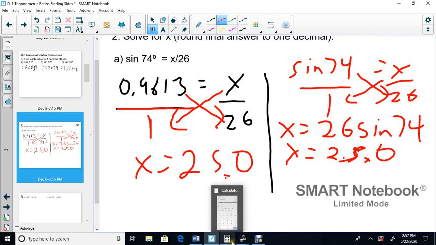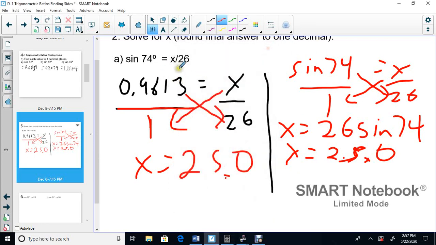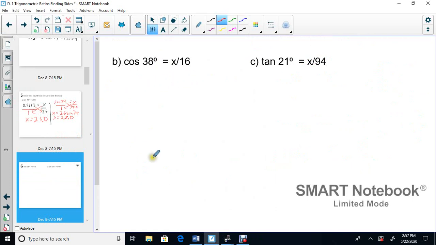Now, if you were to do it in this other calculator, okay, let's take a look here. You would do 26 times. In this calculator, you have to put the 74 first, and then you go in here and you go sine, and then you hit equals. You have to remember to hit equals, and you get the same answer, 24.99. If you have this type of calculator, I recommend you do this method. If you have the other type of calculator, you do this method. I would pause the video and then do these questions over here and then restart it and watch me do them. Okay, so I assume you paused.